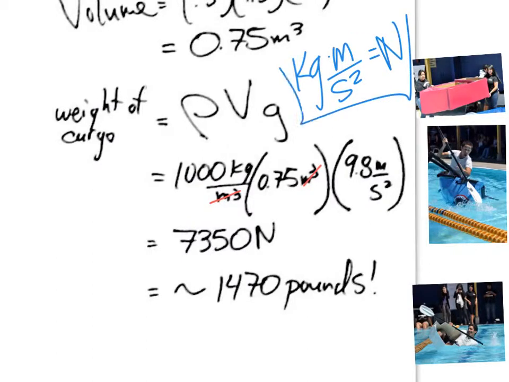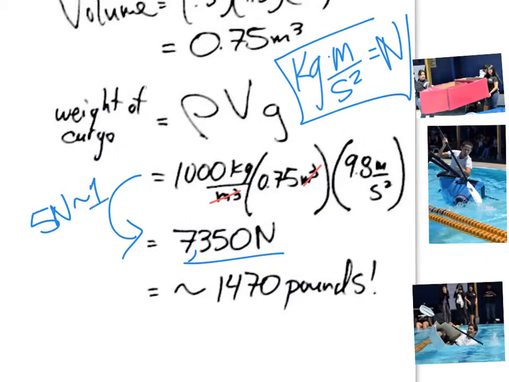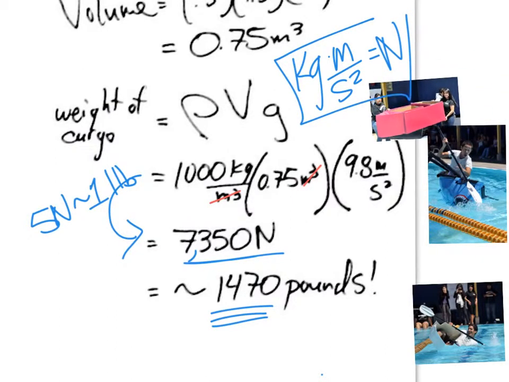That would be a good thing to have in your notes. And look at this number. We got 7,350 newtons. And remember, 5 newtons is approximately 1 pound. So I divided that number by 5 and ended up with this. That's a lot of pounds. We're just talking about students sitting in a boat. If we look back at this boat.